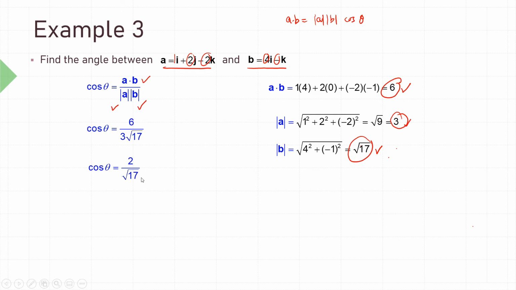But this is cos theta. We need to find the angle, meaning that we need to find theta. How do I find theta? You need to find the cosine inverse, so the cos inverse of 2 over square root 17. Therefore theta will be 1.0644 radians by using the calculator. Please make sure that your calculator is in radians. If you want the answer in degrees, then please set your calculator to degrees.